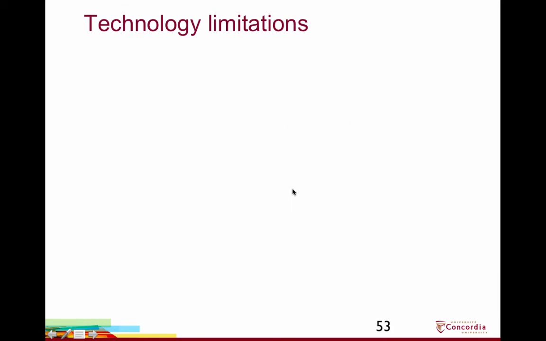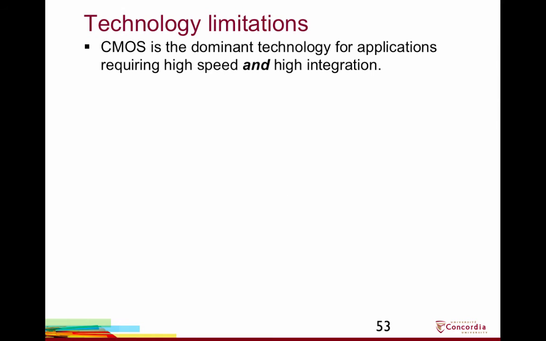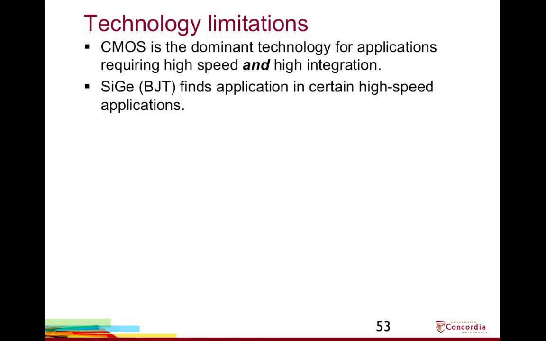Okay, let's look at some overall technology limitations. So right now, CMOS is the dominant technology choice for applications that require high speed and high integration. If all we care about is high speed, then there are some silicon germanium technologies that are going to find application in certain high-speed applications. In general, though, whatever SiGe can do today, CMOS can do in a few years.